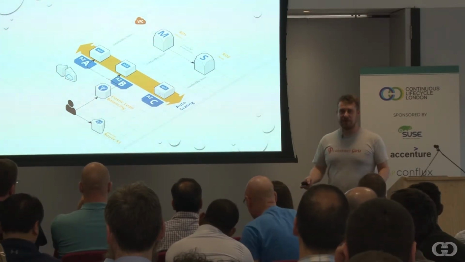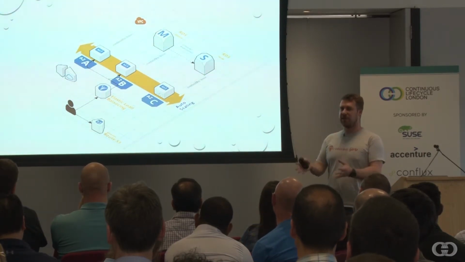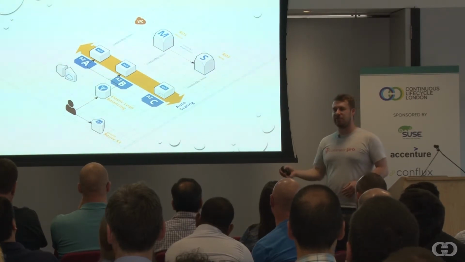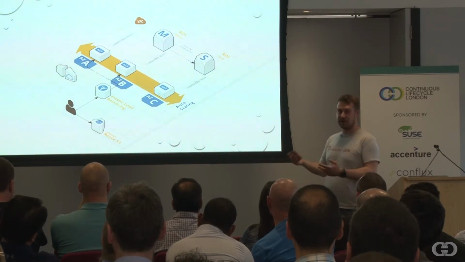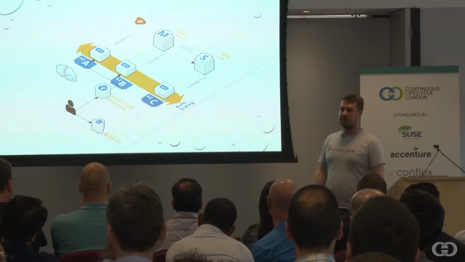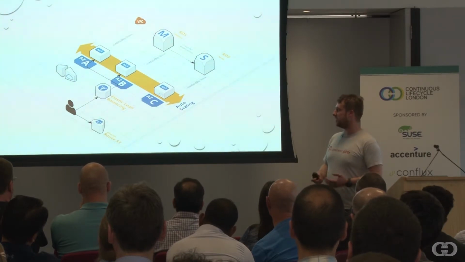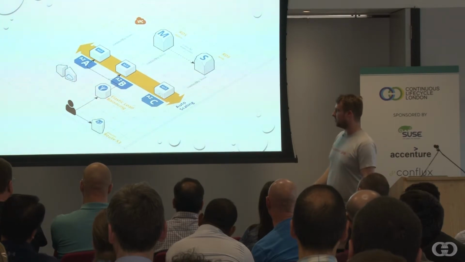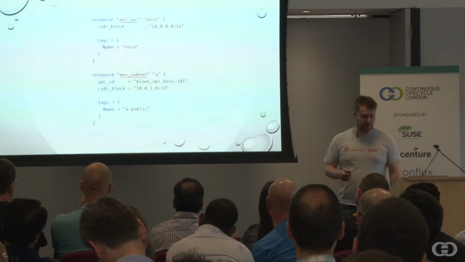So the eagle-eyed among you will spot that there are quite a few dependencies in here. The subnets can't exist until the VPC exists. The auto-scaling group can't launch any EC2 instances until the subnets exist. Likewise, the database can't be provisioned until there are subnets for it to sit in. The Route 53 record can't point at a load balancer unless that load balancer exists. So there are a lot of dependencies in there.